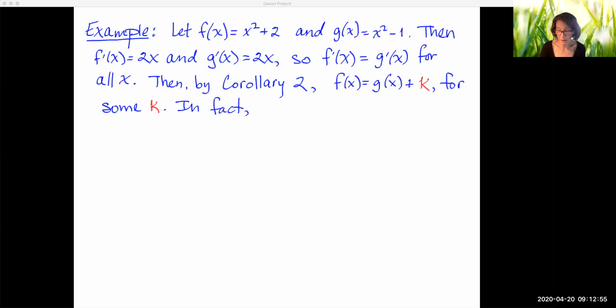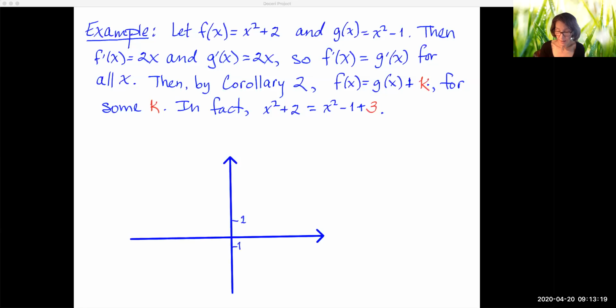And we can tell by looking at them that if we just take g of x, so g of x is x squared minus 1, right? If we add 3, we'll get x squared plus 2. So x squared plus 2 is equal to x squared minus 1 plus 3. And so that means that f of x is just g of x plus 3. So let me write that.